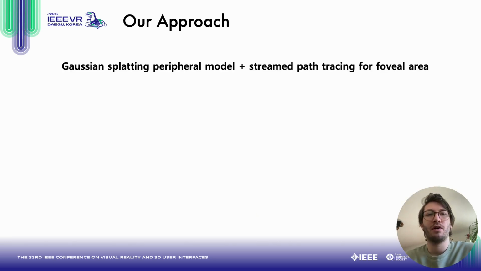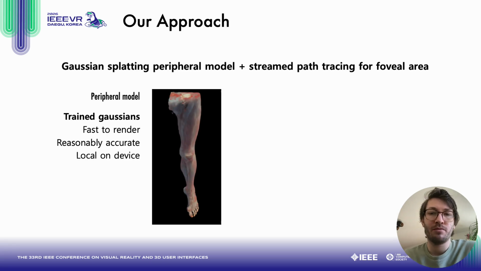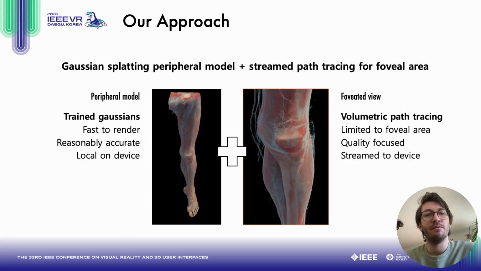Our approach combines these methods. We use a simple pre-trained Gaussian splatting model for the peripheral vision and also stream high-quality path tracing rendering for the foveal region. As soon as the user changes settings, we can regenerate the peripheral model and continue on.